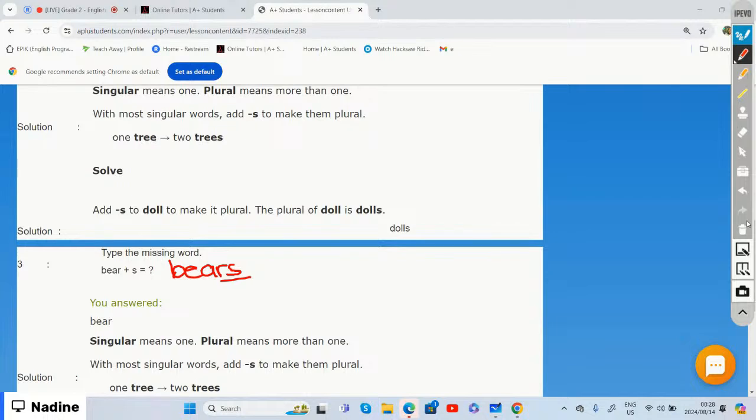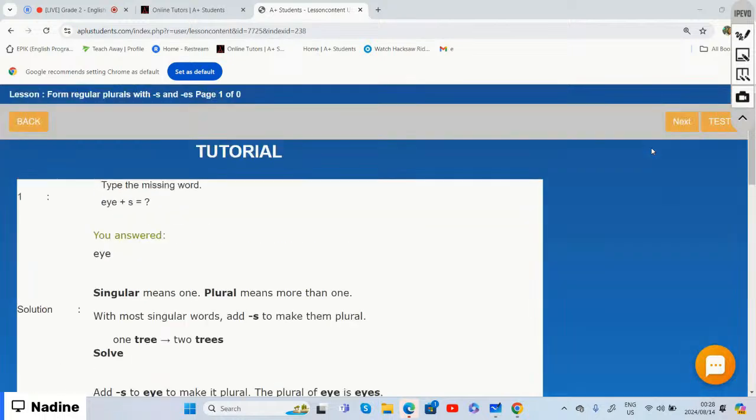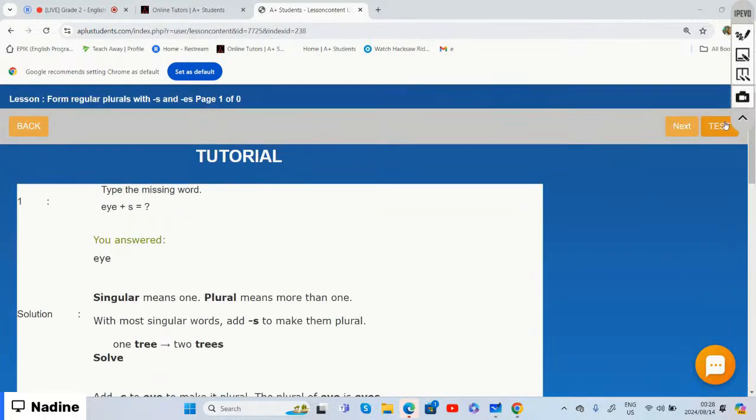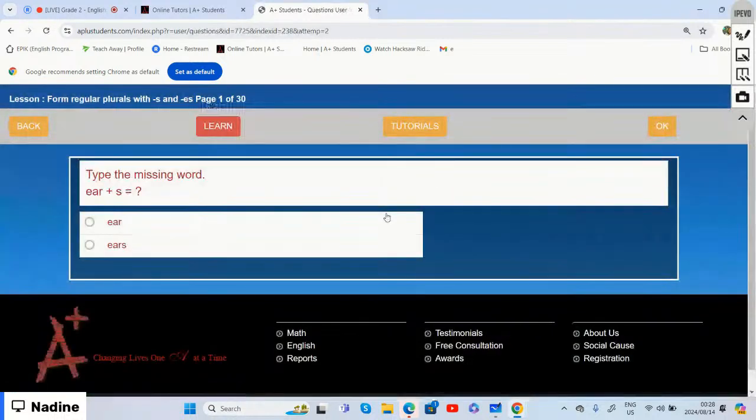All right, so now we're going to our test, where we're going to form plurals with S and ES. All right, so we need to type the missing word. Ear plus S. Is it ear or is it ears?